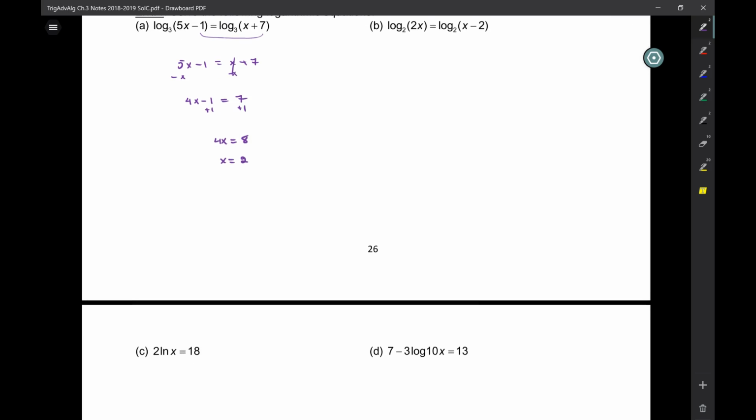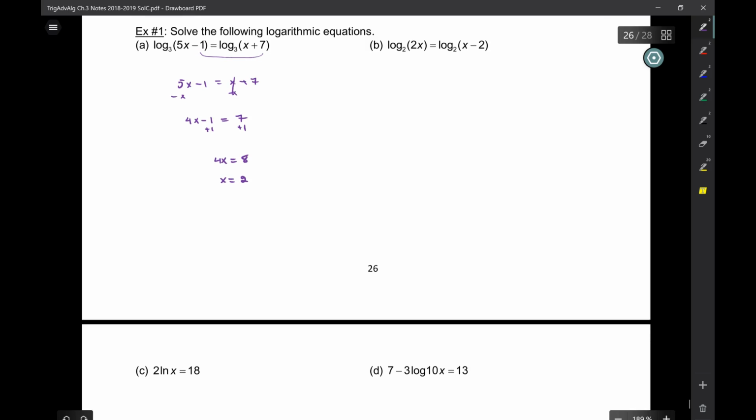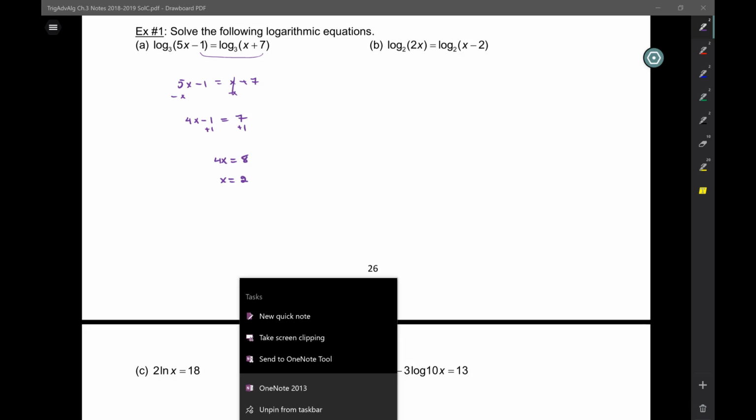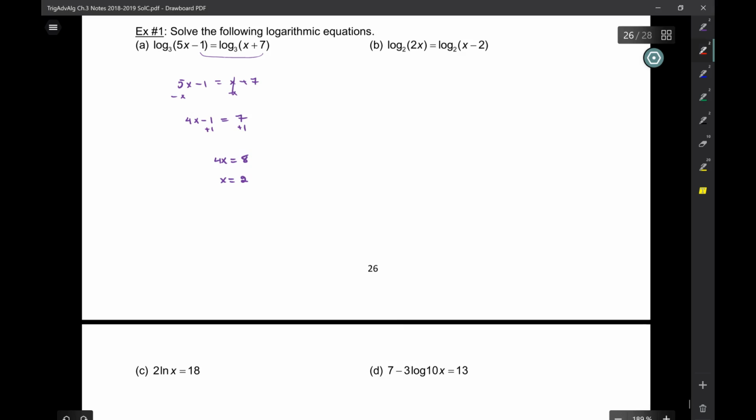Now, what's different here? The thing with logarithms is you have to check for extraneous solutions. Not all of the answers that you get are actually going to be ones that work. So to check your answer, you have to plug what you got into the very original equation. For everyone? For everyone. You have to, the original, right?